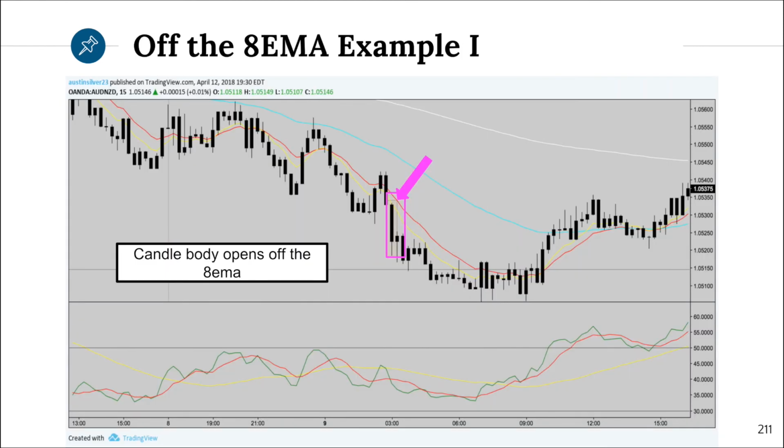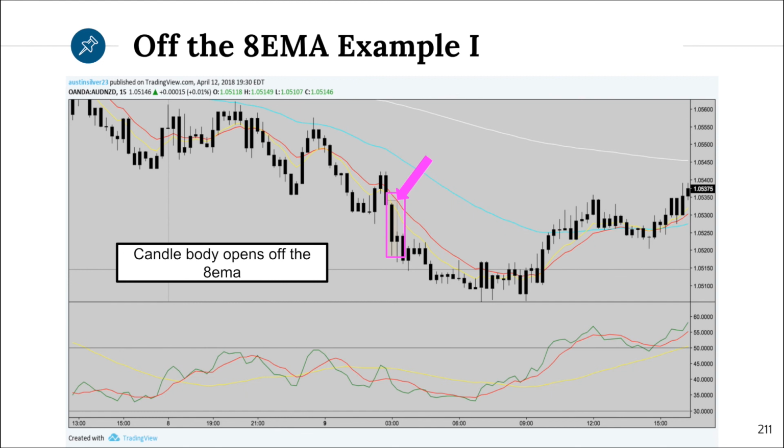Now, what I mean when I say off the 8 EMA is that if the body of the candle that you're looking to enter on, meaning if we're looking at a 15-minute chart here, and if the 15-minute candle body opens on the 8 EMA, like this candle that I have boxed in does, or opens off the 8 EMA, like the candle after it does. You see how this candle opens way down here, not touching any of the EMAs very clearly? These are two good examples of candles where even if we saw an entry on the shorter time frames, we would not get involved here.